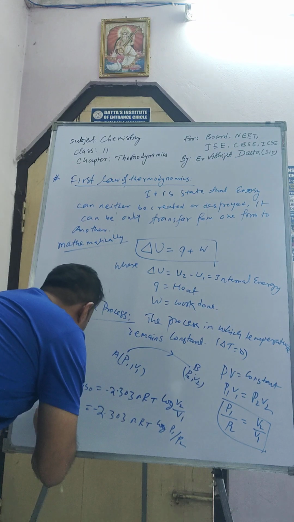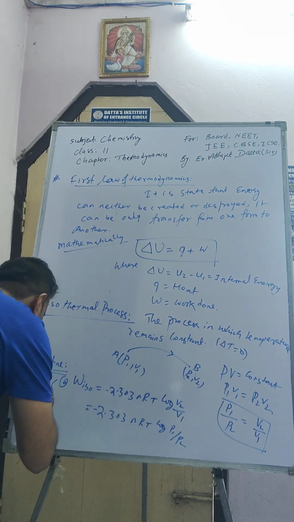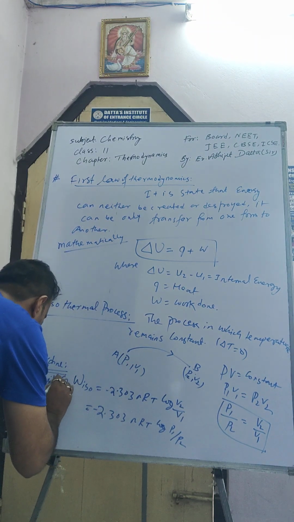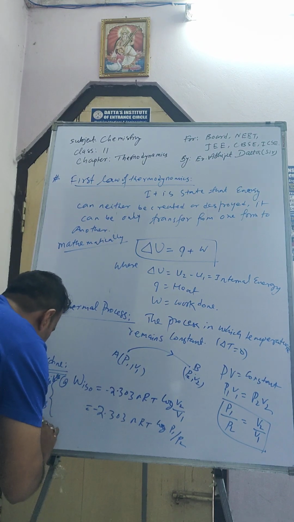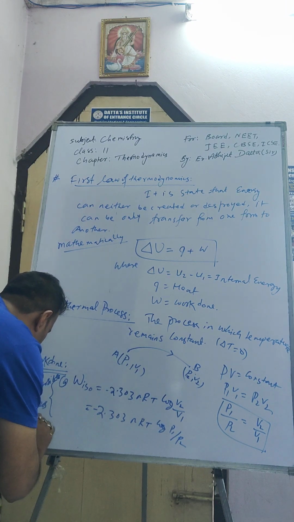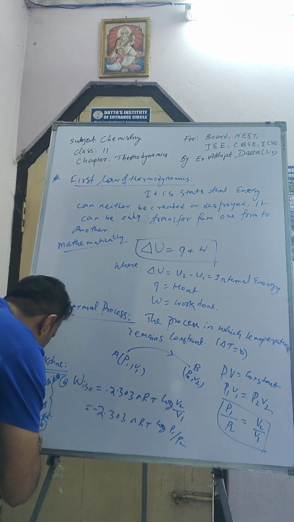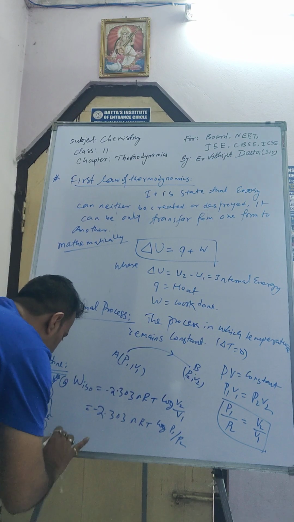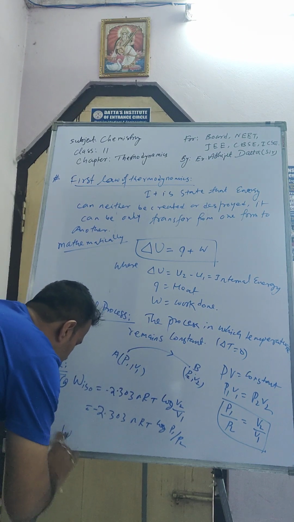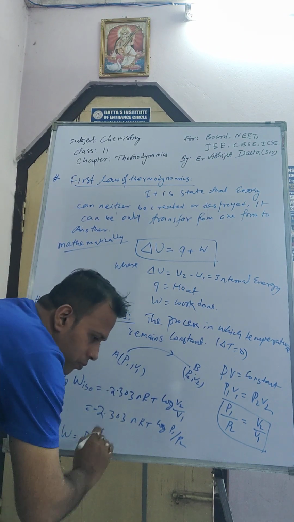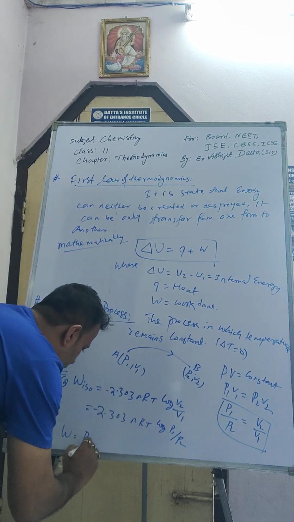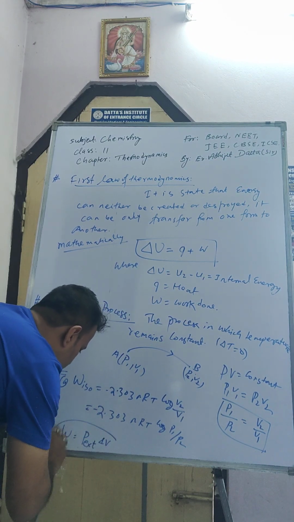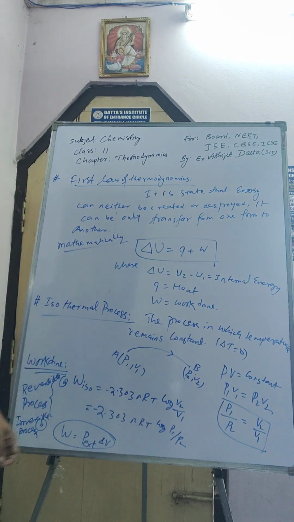This one is for the reversible process. And for the irreversible process, what will happen? Work done will be external pressure into del V, P del V. Okay, work done will be P into del V.